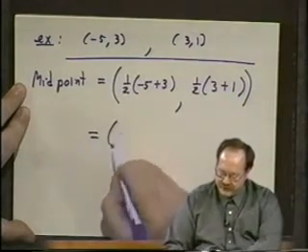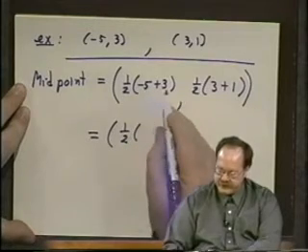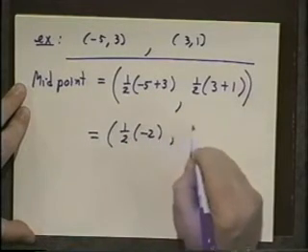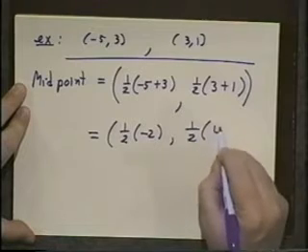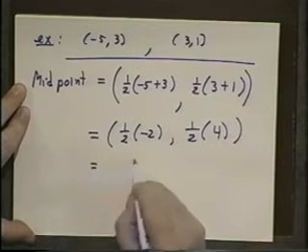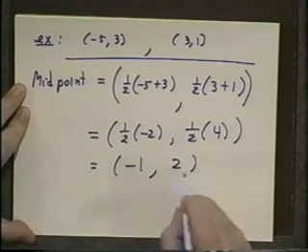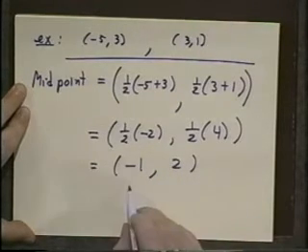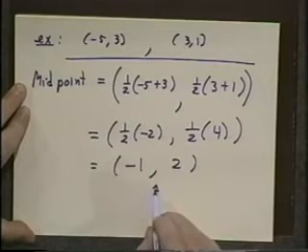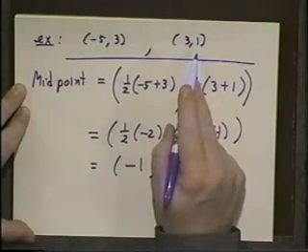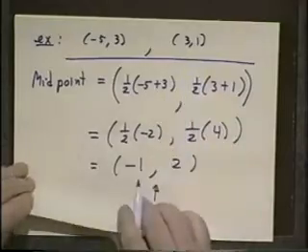Well, we simplify that. That's 1/2 of -5 plus 3, which is -2, and then 1/2 of 3 plus 1, which is 4. And then finally, we have the point with coordinates -1 and 2. So I claim that this point is the midpoint between these 2 points. Let me convince you by drawing a picture of all 3 points.